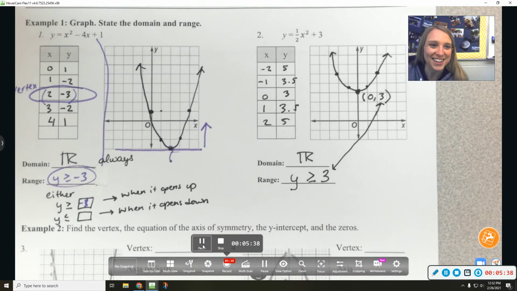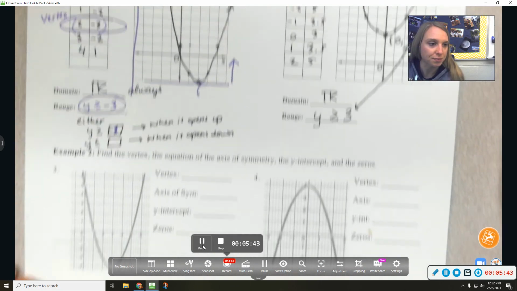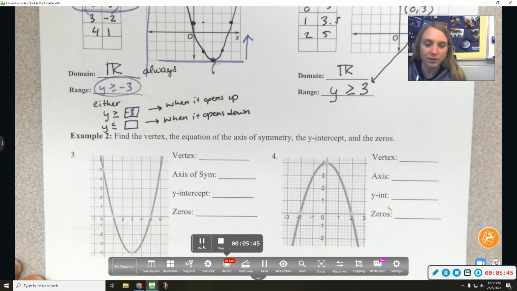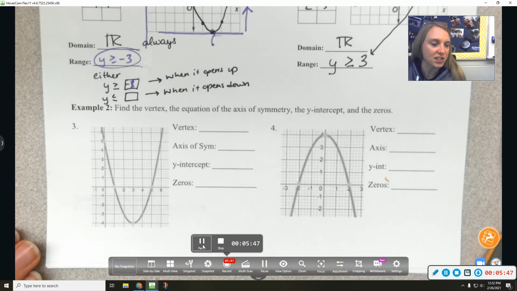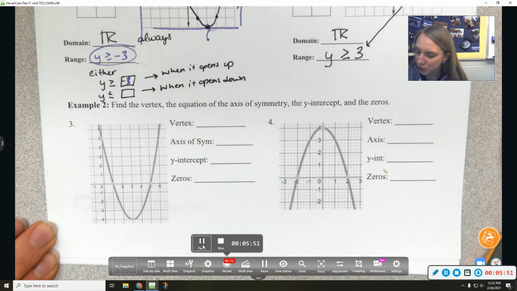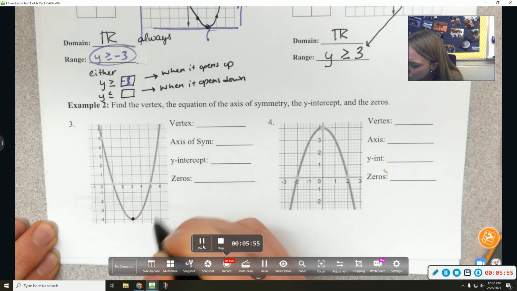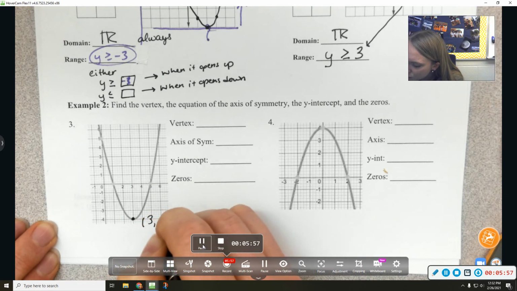All right, thanks for hanging in there. Good job. Next set of examples. We want to find the vertex, the equation of the axis of symmetry, the y-intercept, and the zeros. So my vertex is right here. This looks like I'm going over 1, 2, 3. So 3, negative 4.